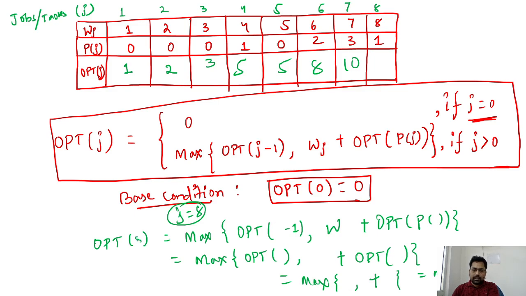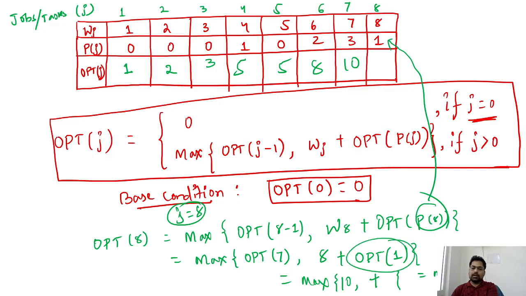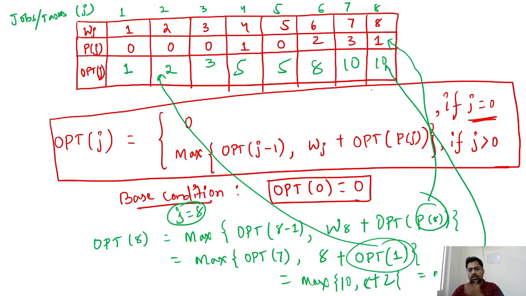If the J value is 8, OPT of J minus 1 is OPT of 7, which is 10. Now here it is 8, here it is 8, 8 plus OPT of 1. Why? Because P of 8 is 1. So that is why we are writing 8 plus OPT 1, and OPT 1 stands for this. To there, 8 plus 2 which is 10, comma 10, means out of this the maximum is 10. This is how we got the answers.